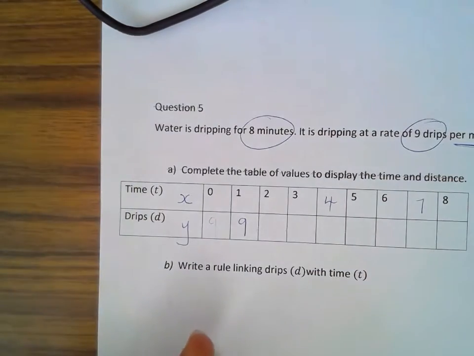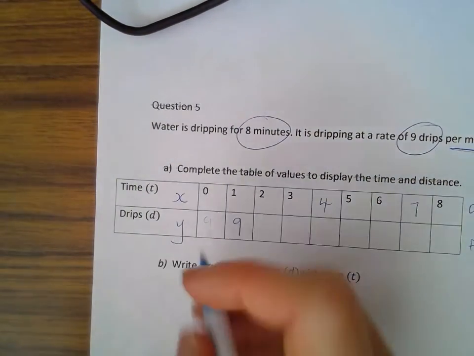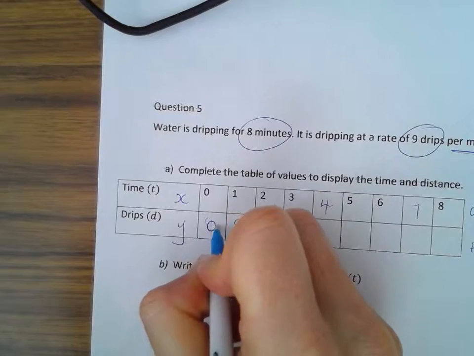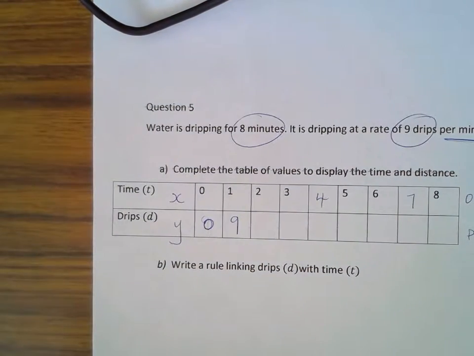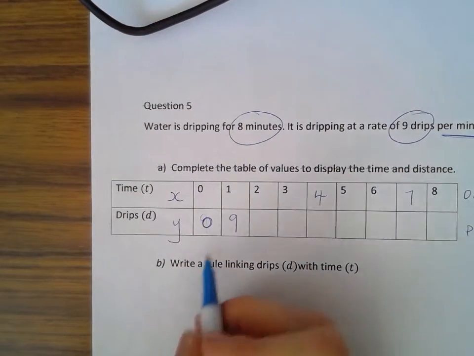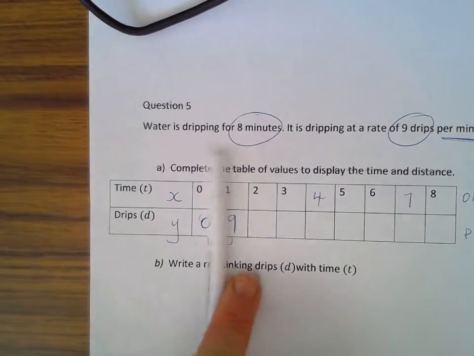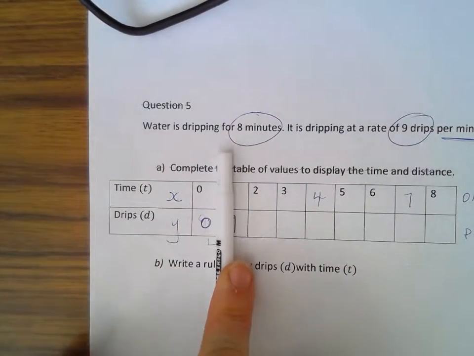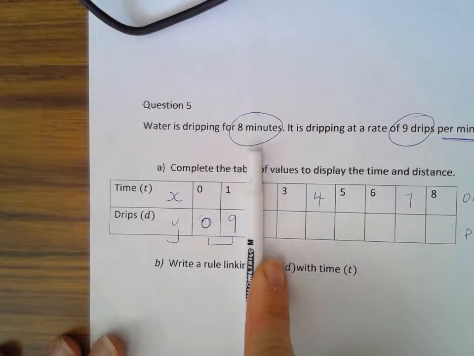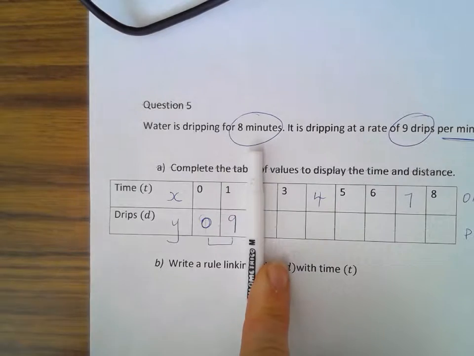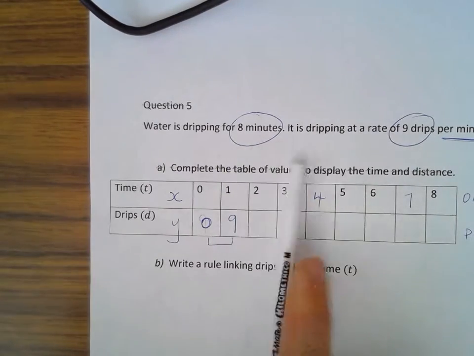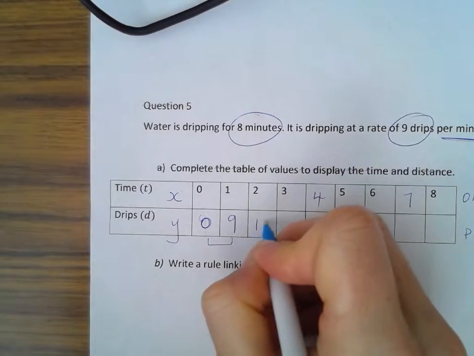So at 0 minutes, there's 0 drops. Okay, so I think this would be the bit where we might muck up, where we've got 0 minutes, so therefore there's 0 water being wasted or dripping. After the first minute, per minute, there's 9 drops of water being wasted. Then it's just a matter of plussing 9 each time.